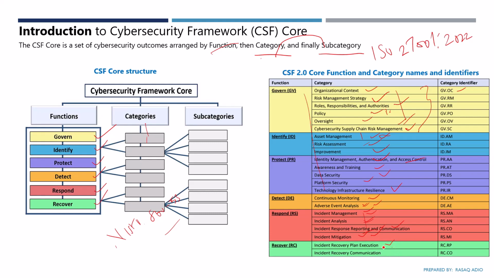So incident recovery plan execution and also incident recovery communication. How do you communicate to staff, to your external parties or your third parties that are involved in the process, or your customers as well? So these are the core functions, categories and identifiers that you have identified. So all these here are called identifiers.